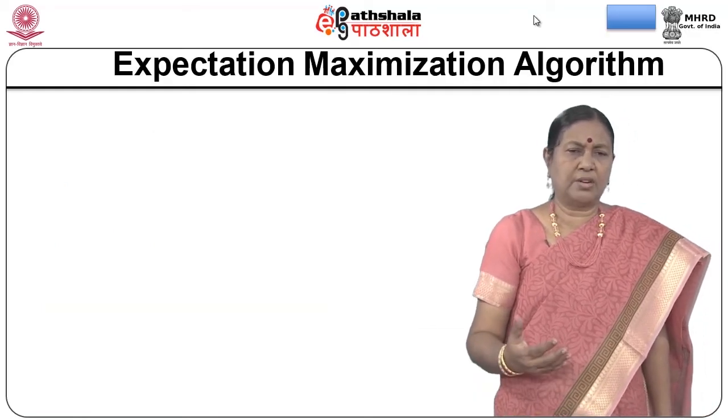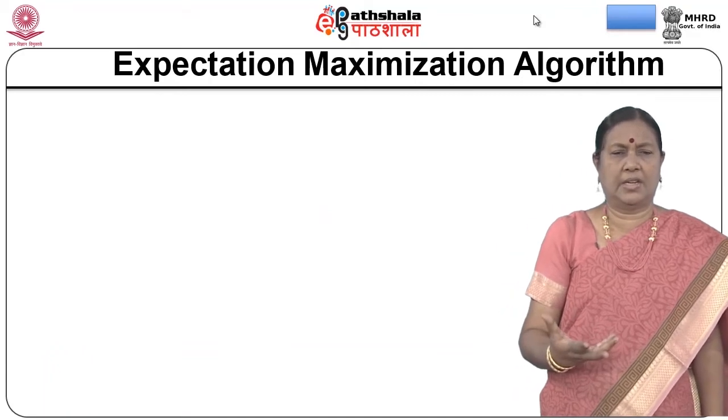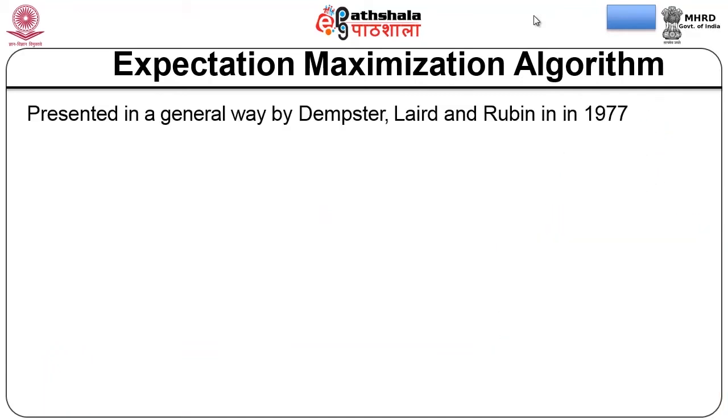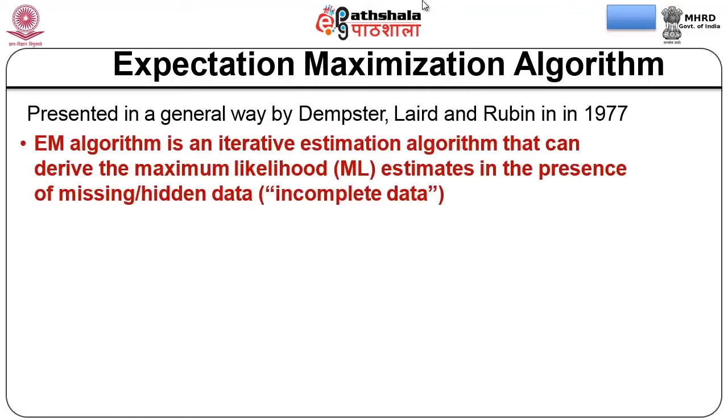Before we start off, let us first understand what this expectation maximization algorithm is. It was presented in a general way as a concept by Dempster, Laird and Rubin in the year 1977. The EM algorithm, as it is popularly called, is an iterative estimation algorithm that can derive the maximum likelihood estimates in the presence of missing or hidden data. This is the important part of the whole issue, the presence of missing or hidden data. With the incomplete data itself, we are able to find maximum likelihood estimates.